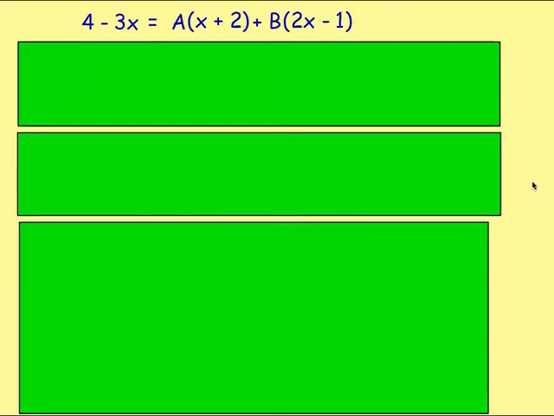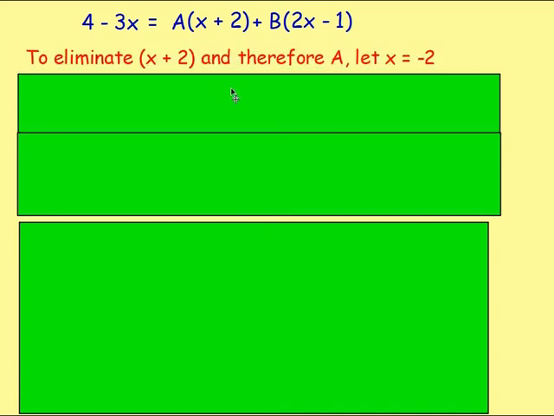From there, once again, we need to find these values of A and B. So think about eliminating the values of A and B. How can we do that? Well, to eliminate A, we'd have to have 0A. So this x + 2 must equal 0, and if x + 2 = 0, x would equal −2. So to eliminate x + 2, and therefore A, let x = −2.